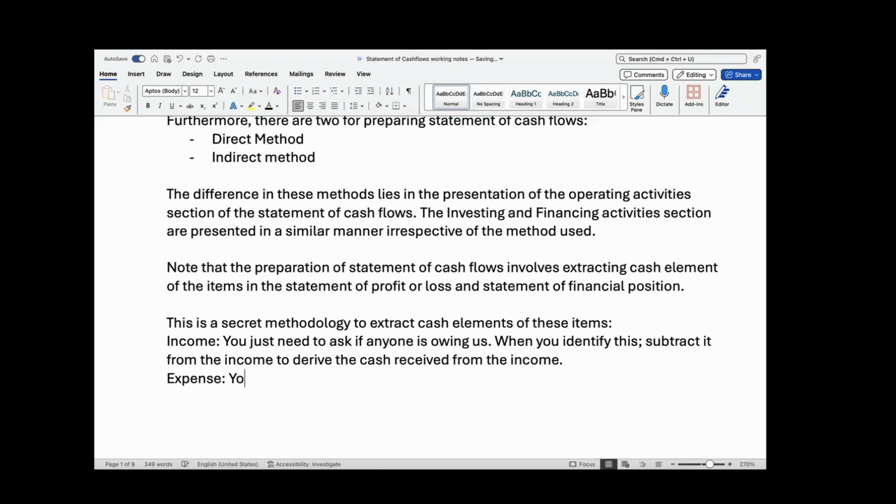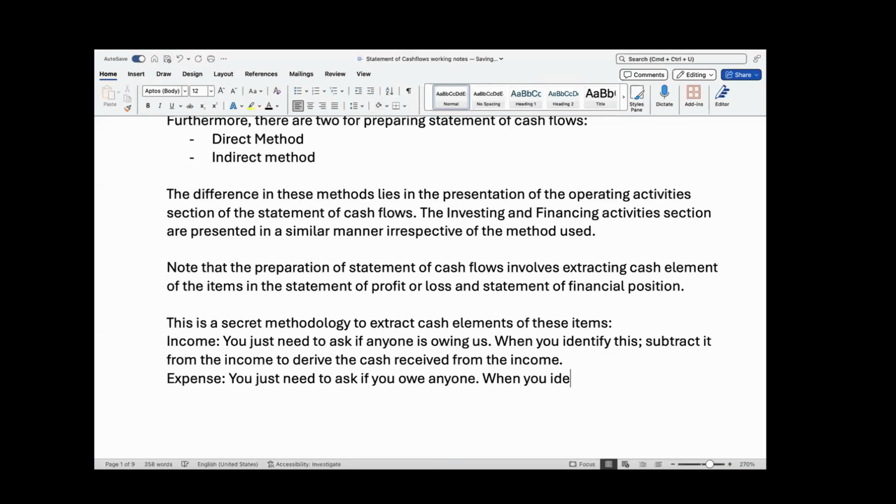For expense, you just need to ask, do I owe anyone? You have in your P&L an expense of 100 naira. You want to know, have I paid all these 100 naira? Or how much have I paid in this 100 naira? Just ask, am I owing anyone? If you are not owing anyone, it means you have paid the entire 100 naira. But if you're able to identify that you are owing somebody 20 naira, that means you have not paid the 100 naira. You have only paid 80 naira. That's the cash flow.